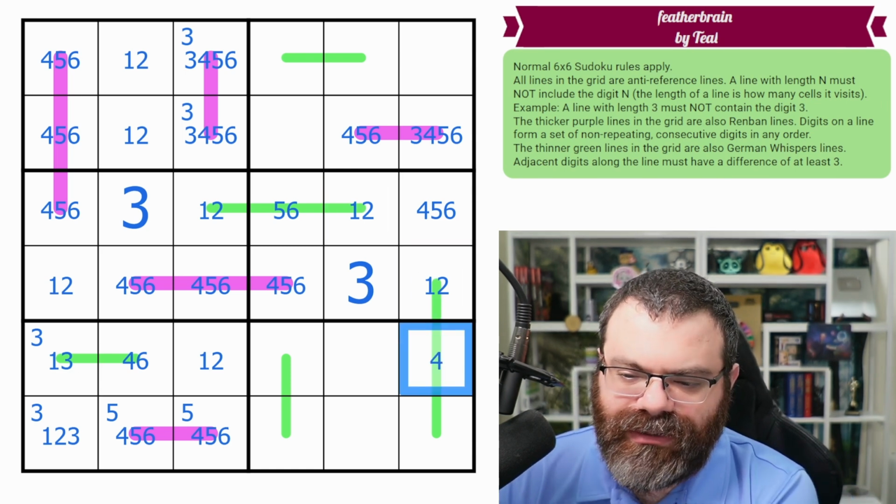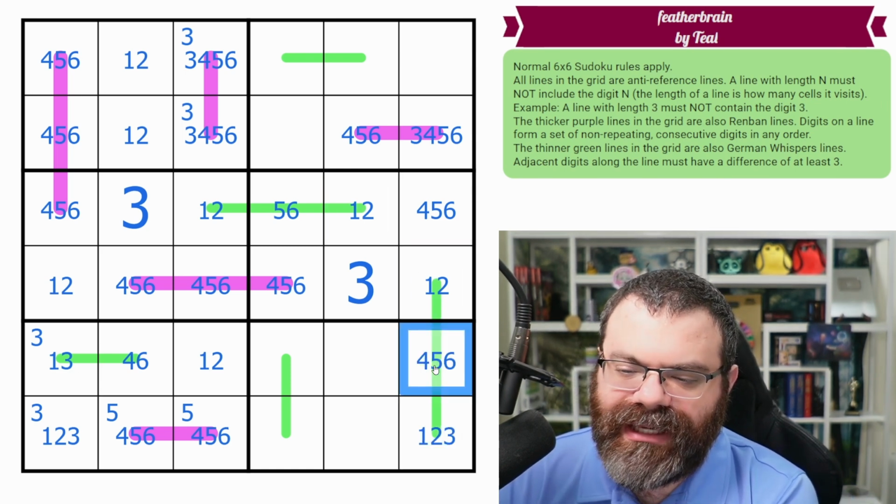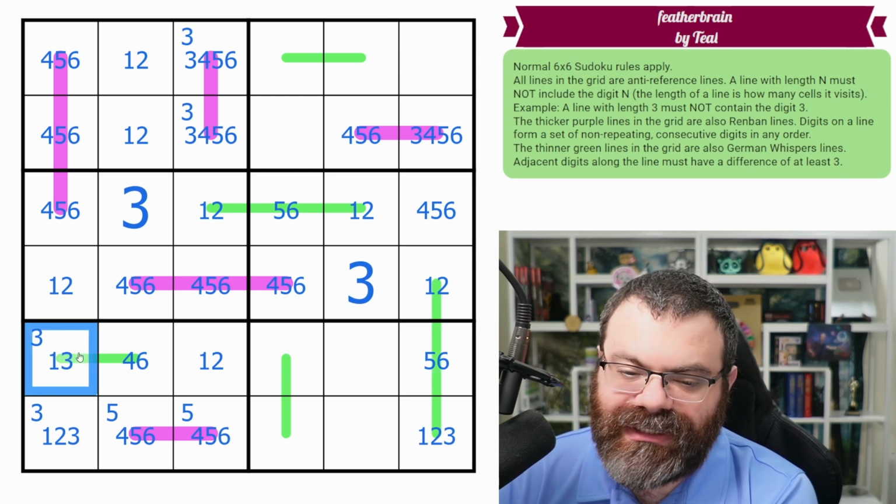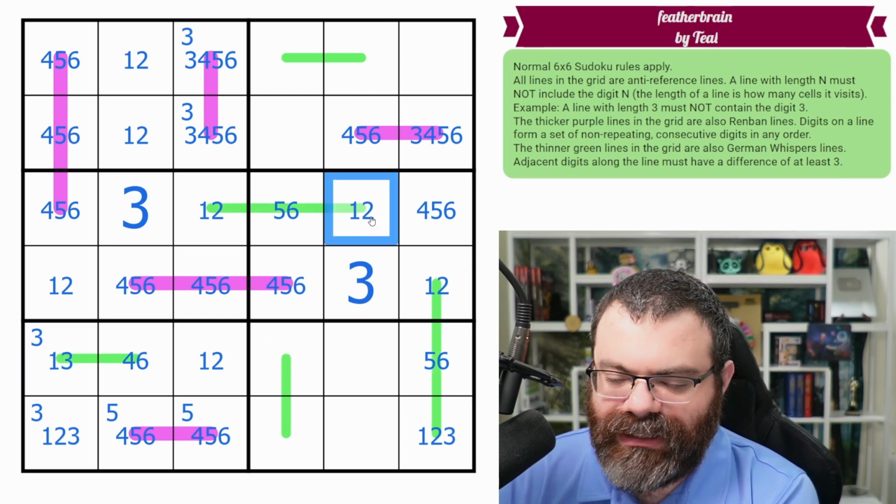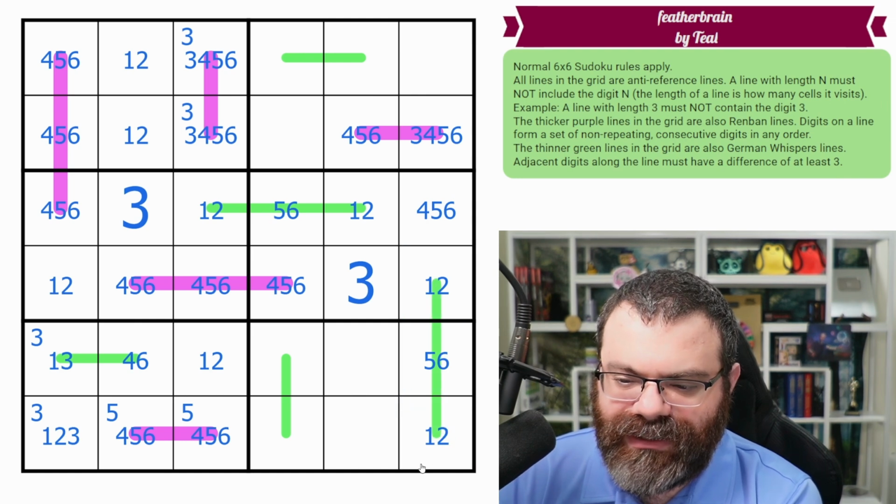So from 1, 2, we're going to go to 4, 5, 6, and then back down to 1, 2, 3. But again, this can't be 4 for the reasons we talked about up here, because it would be surrounded by 1s, and then this can't be a 3 because of the anti-reference line.